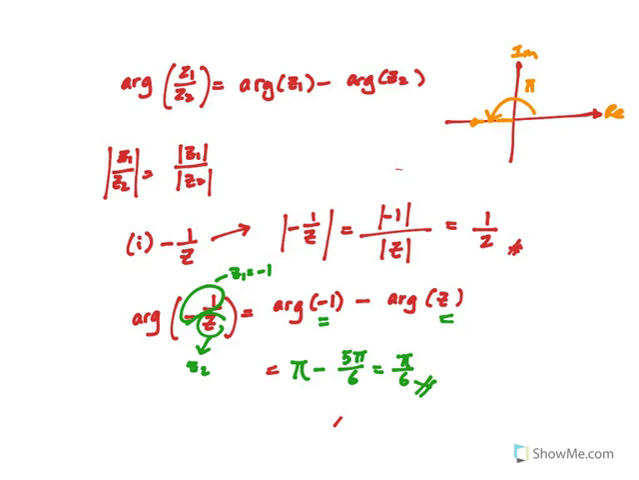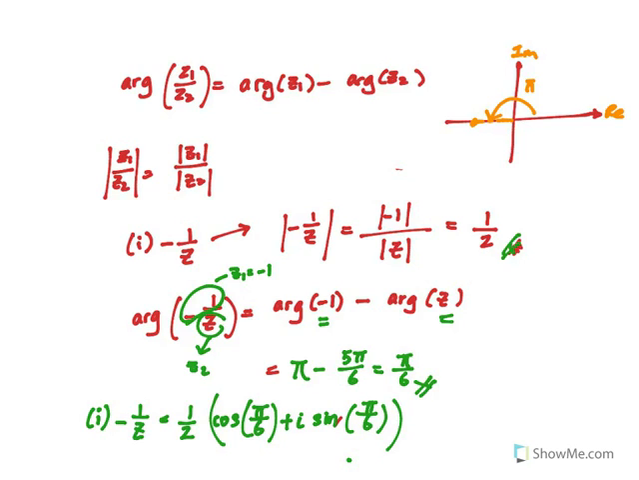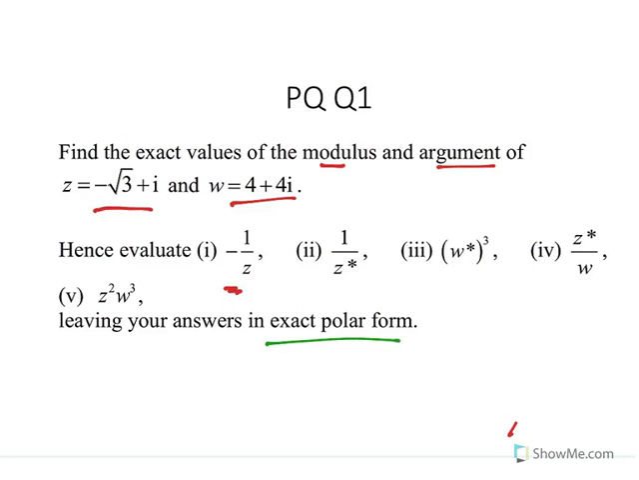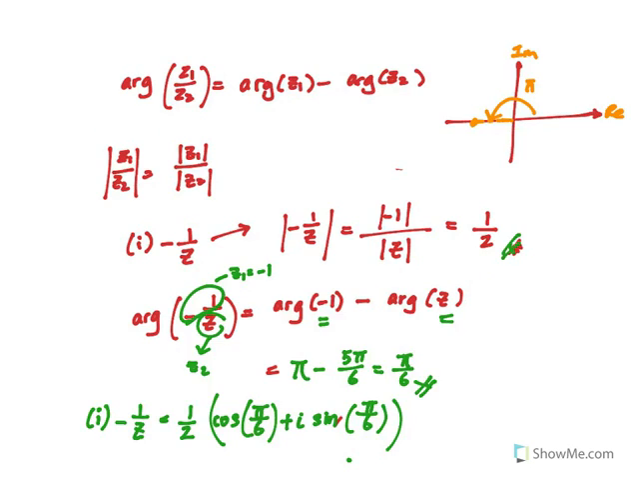And from here you have the modulus and the argument of part 1. So quickly, negative 1 over z, which is your part 1 answer, is equal to one half of r (cos theta plus i sine theta), writing it in the polar form. If you want to write it in the Cartesian form, it's up to you, but the question asks to leave the answer in exact polar form. So that's what I'm doing here. I want to find the r and the theta so that I can express my answer in polar form.